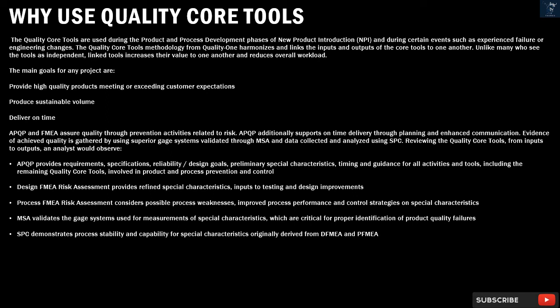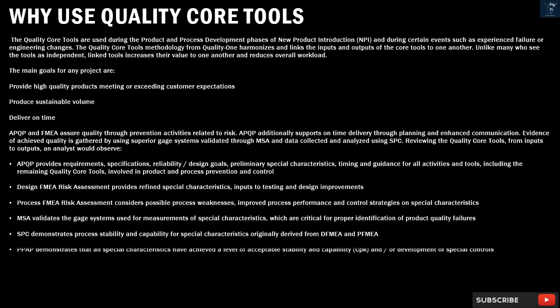SPC. Reviewing the quality core tools from inputs to outputs, an analyst would observe APQP provides requirements, specifications, reliability, design goals, preliminary special characteristics, timing and guidance for all activities and tools, including the remaining quality core tools involved in product and process prevention and control design. FMEA risk assessment provides refined special characteristics, inputs to testing and design improvements. Process FMEA risk assessment considers possible process weaknesses, improved process performance and control strategies on special characteristics.